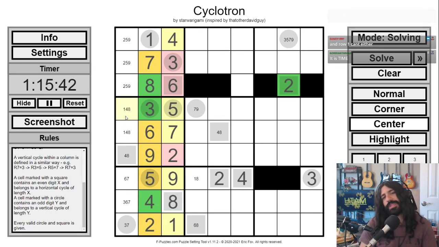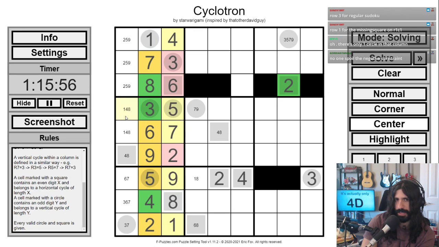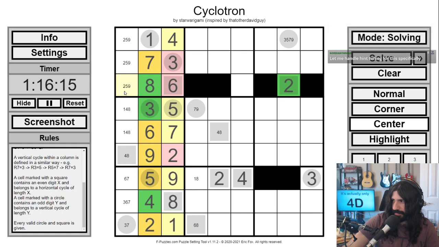Give me a sec, Chai. Give me a sec. Negative constraint. There's a negative constraint right now, okay? There's such a negative constraint. I can't even begin to deal with the negative constraints up in this pitch. Negative constraint alert. Negative constraint. Let me handle hint timing for this specifically. Sonoy says, I already said everything. Joke on Sonoy is that I don't read everything he says, so we're in the clear.